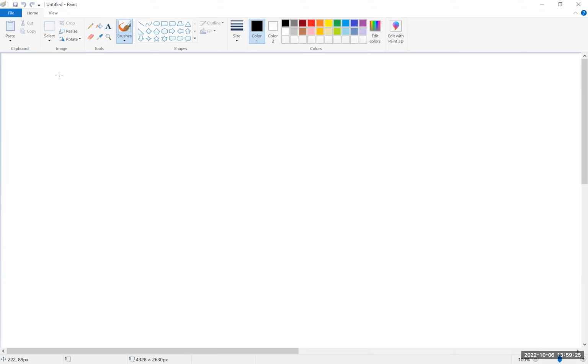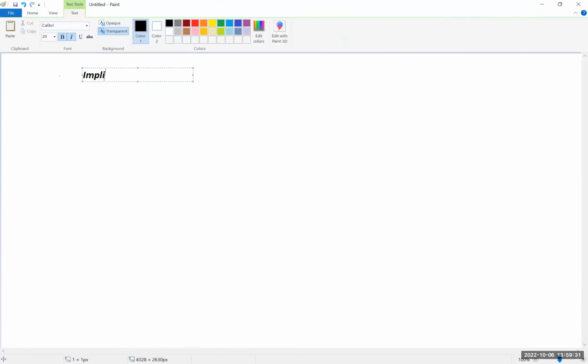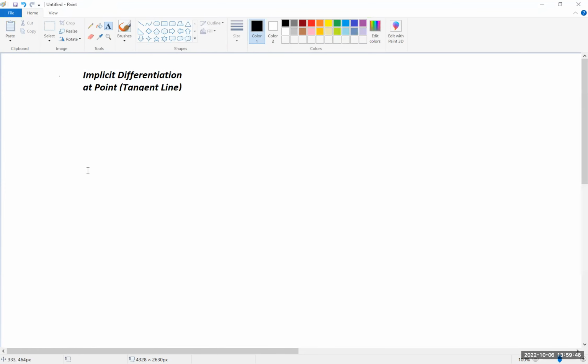Okay, we've got another implicit differentiation problem, but this one is at a point, and we're really trying to find the tangent line. So this is what we have here.